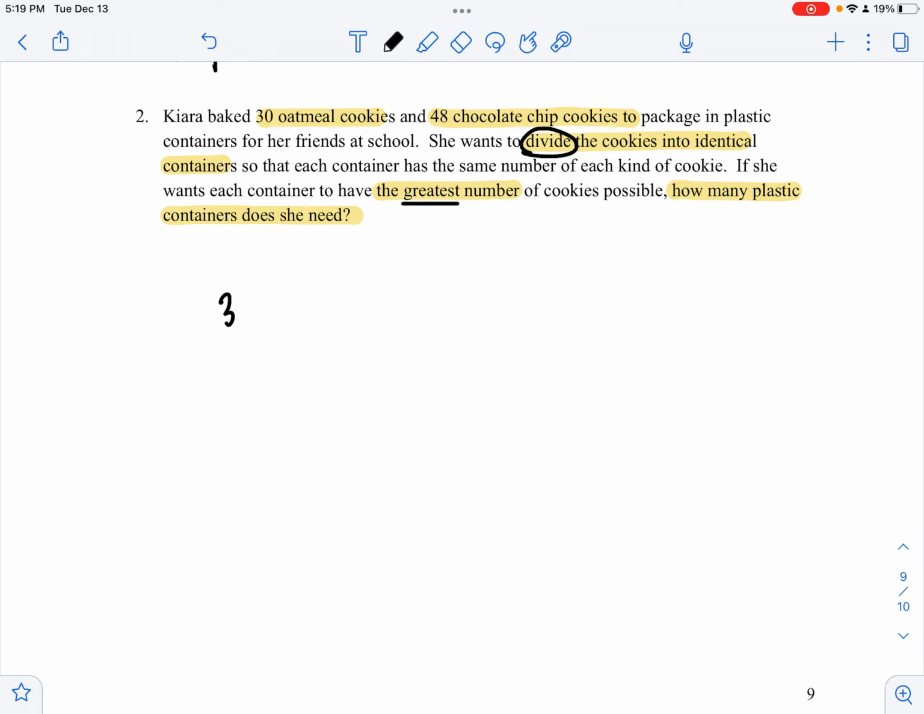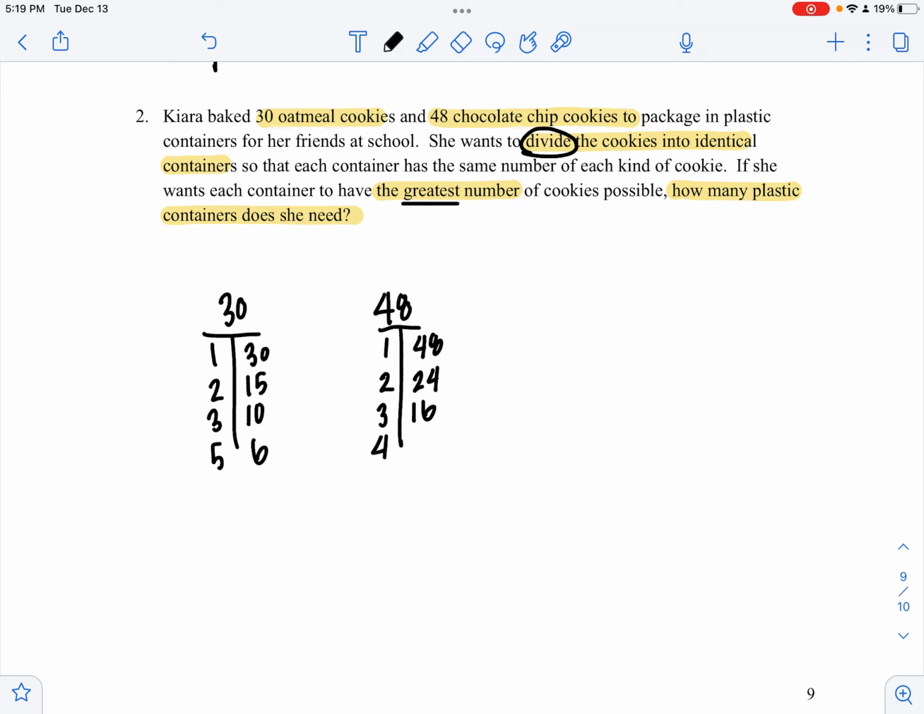When we find GCF, we always want to start with our factor tables, and we want to go in order. 1 times 30, 2 times 15, 3 times 10, 5 times 6, 1 times 48, 2 times 24. Make sure that you're consistent about counting for each of those numbers until you've looped all the way back on either side of the table. See how I end up with 6 and 8? 7 is not a factor, so I know I've covered them all because I have increasing order, then decreasing.